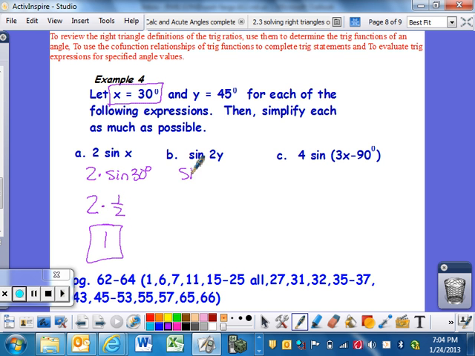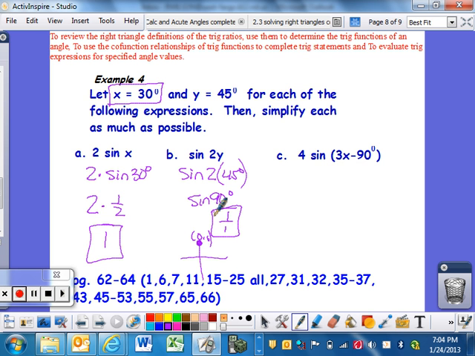So sine of 2 times, what's y? 45 degrees. So now we end up with 2 times 45, sine of 90. Well, what's the sine of 90? You have to think back to your quadrants. 90 is straight up, the 0, 1 idea, x, y. Sine is y over r, so it's going to be 1 over 1, or strictly 1.